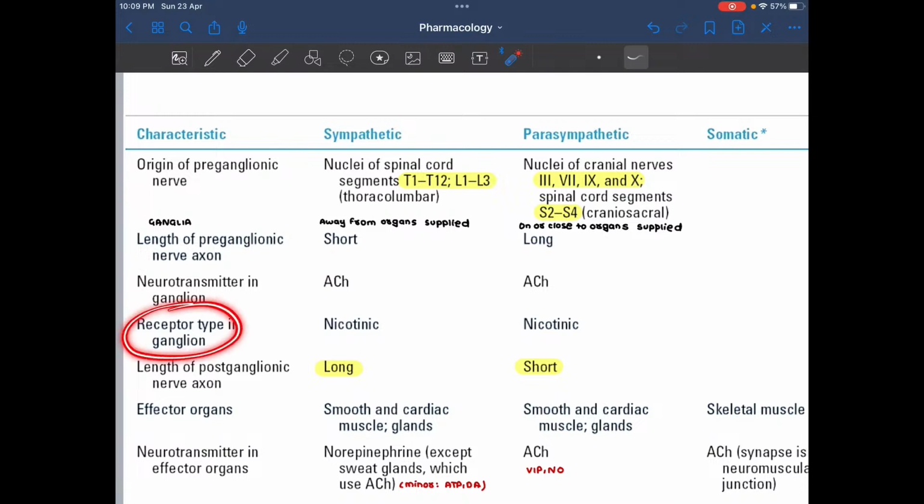What is the receptor type in the ganglion? It is again nicotinic type. That is NN type of receptor, that is N2. Okay? What about the length of the post-ganglionic nerve axon?